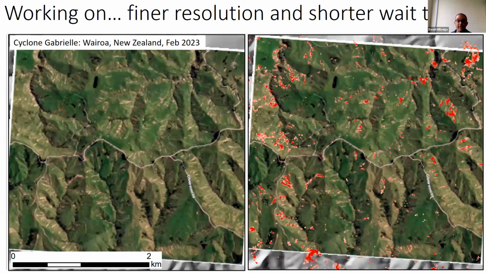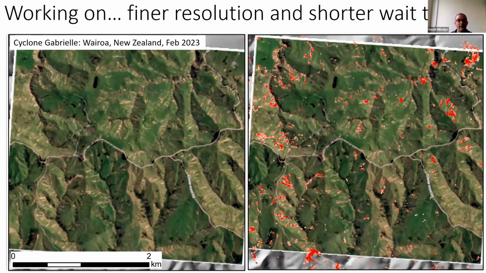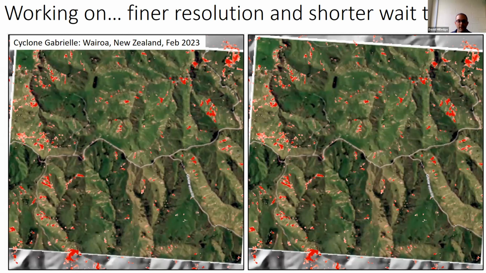That detection algorithm was problematic because it needed two years of post-event data, which meant it was useful for research but not for response. It's also fairly coarse, 30 meters. That's driven by the Landsat. We've now been working using Sentinel data and a slightly different algorithm, which allows us to evaluate shorter wait times and smaller landslides, which is what we're looking at here for a cyclone in New Zealand, recent cyclone in New Zealand.